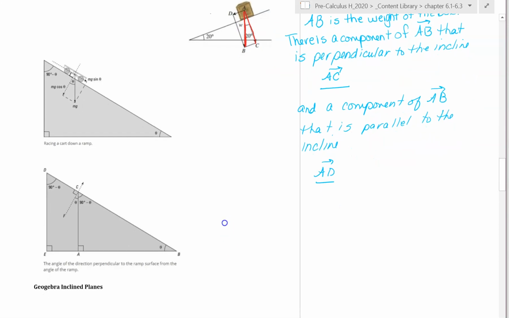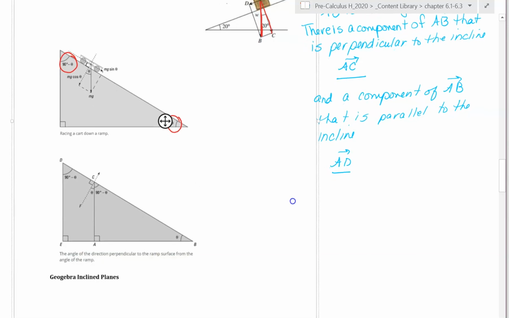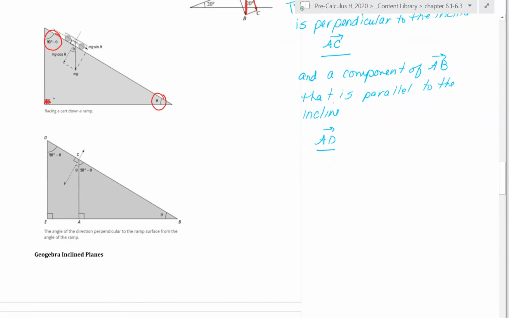Looking at this example, we have a cart racing down a ramp. Notice this is angle theta. You might wonder how this person knows this is angle theta over here. But if you think about it, here's our right triangle. This angle has to be the complement, since this is a right angle right here, 90 minus theta, right? And aren't these lines parallel, because the weight of the cart goes down to the earth. That's how I knew that this angle right here was also 90 minus theta, and that's how I knew that this angle was theta.